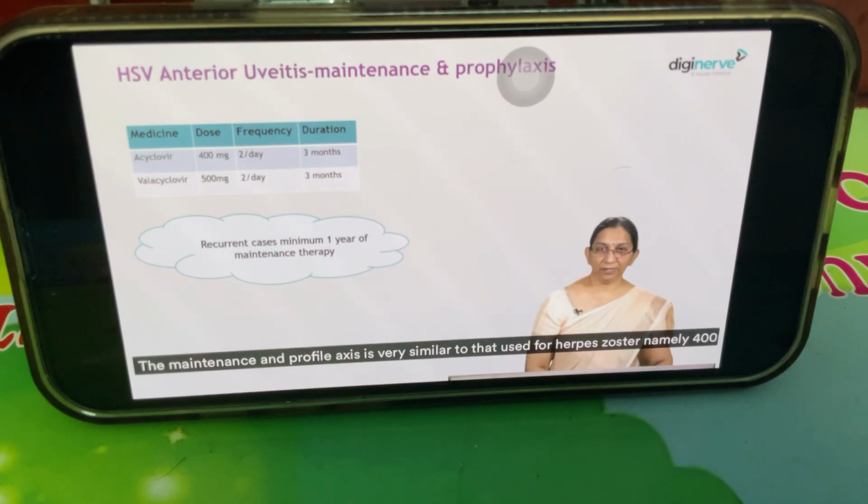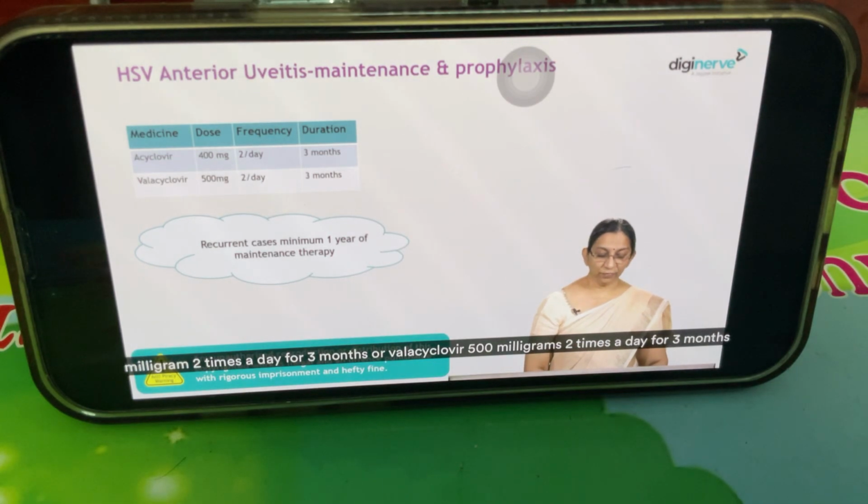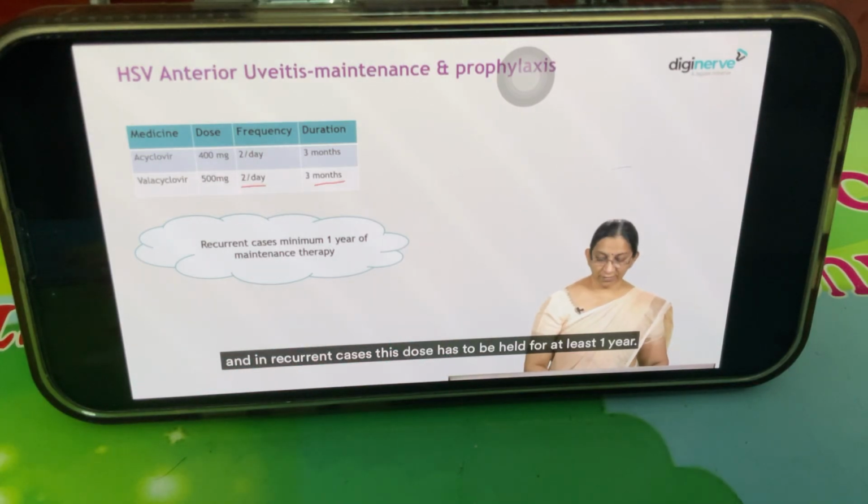The maintenance and prophylaxis is very similar to that used for herpes zoster, namely 400 milligrams 2 times a day for 3 months, or valacyclovir 500 milligrams 2 times a day for 3 months. And in recurrent cases, this dose has to be continued for at least 1 year.